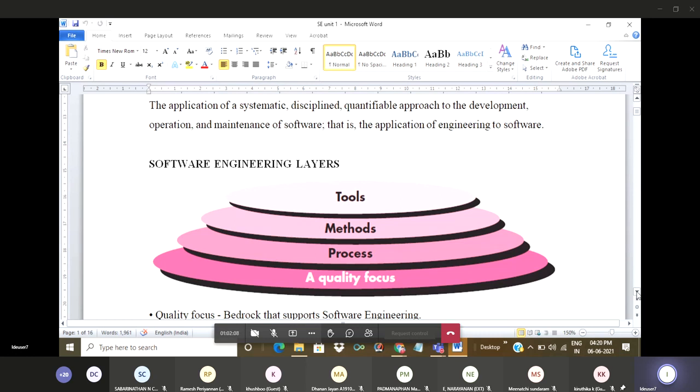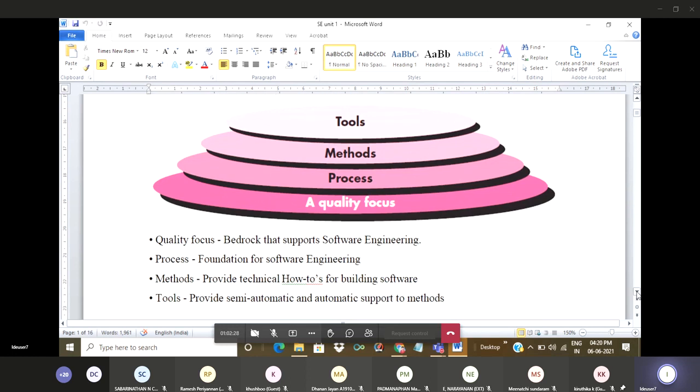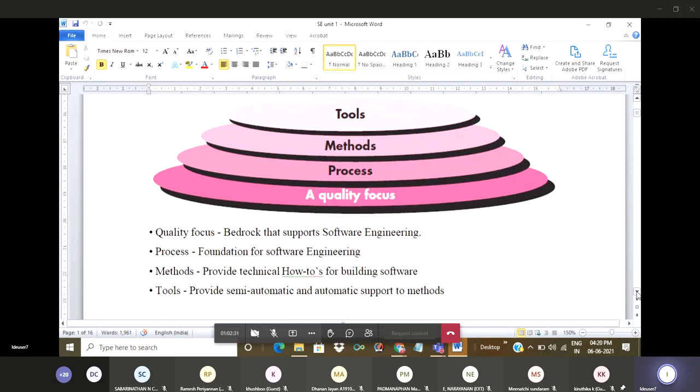Next, software engineering layers. We have different layers. First one is quality focus, second is process, third is method, fourth is tools. Quality focus is the bedrock that supports software engineering. Process is the foundation for software engineering. Method provides technical how-tos for building software. Tools provide semi-automatic and automatic support for methods. So these are the layers of software engineering.